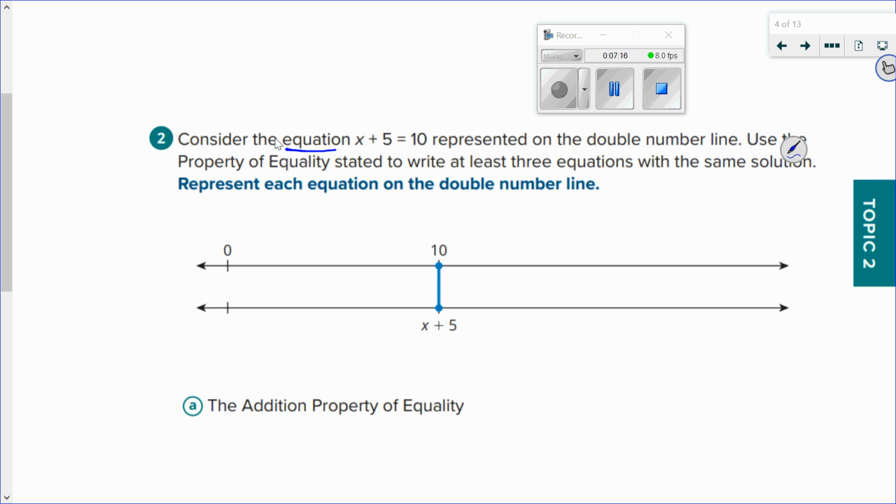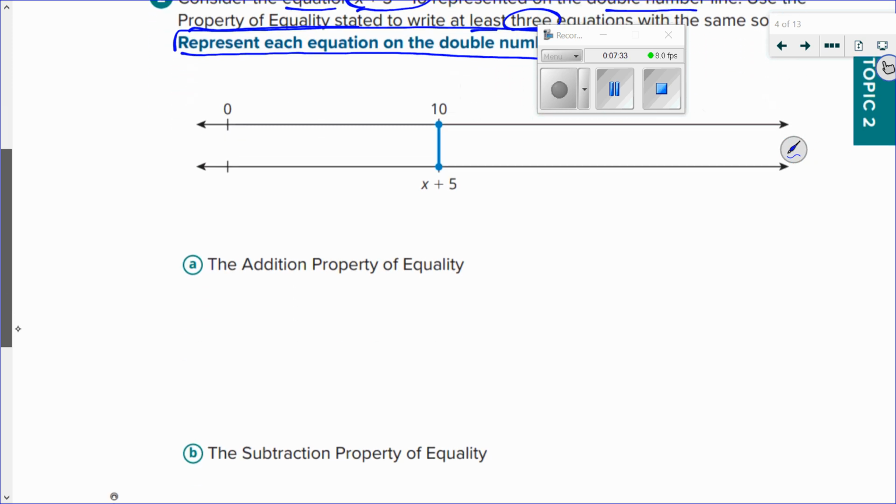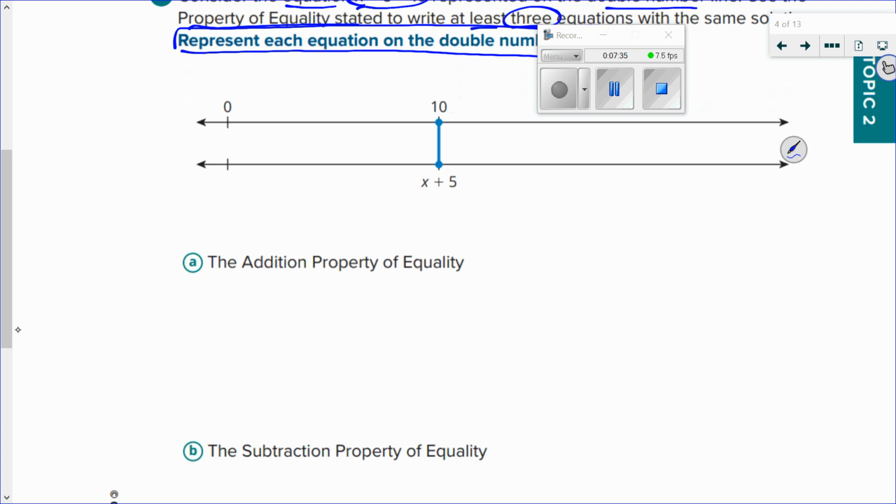If I say the equation x plus 5 is 10 is on the double number line, use the property of equality stated to write at least 3 equations with the same solution and represent each on the double number line. So we just changed it up a little bit. Now instead of telling you exactly what it was, we're just telling you some number plus 5 is equal to 10. From that point, you can still add the same amount or subtract the same amount from both to get equivalent numbers.